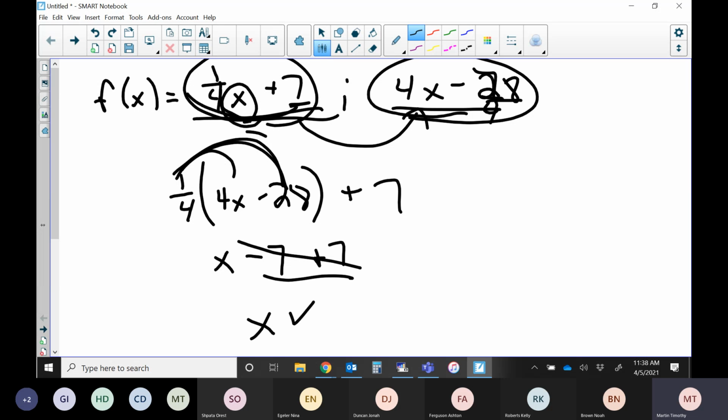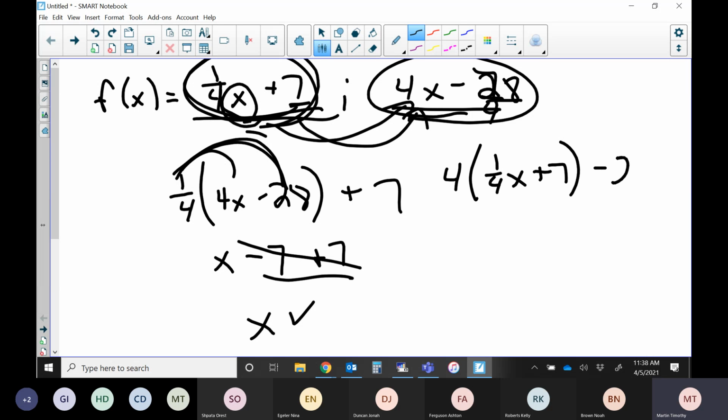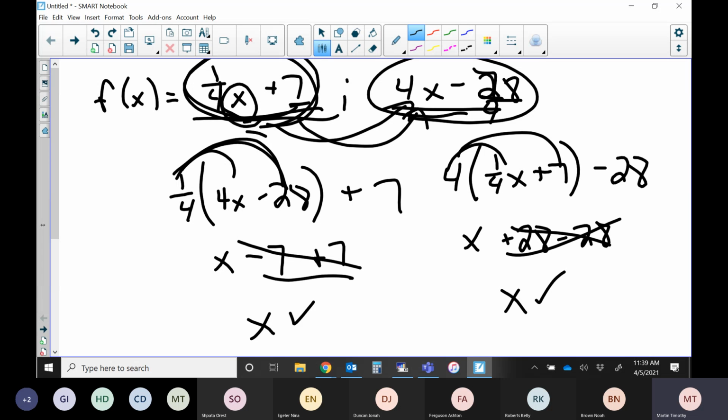But then I have to take all of this and plug it in here. And so I would do 4 times 1/4 x plus 7, and then this is minus 28. Distributing this, that would turn into just x. This times this would turn into a plus 28, this would turn into a minus 28, and boom, I'm left with just x again. So if this was a 28 and minus 28 instead of a minus 7, it would have worked.